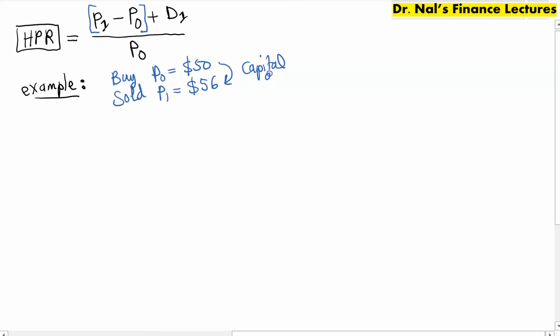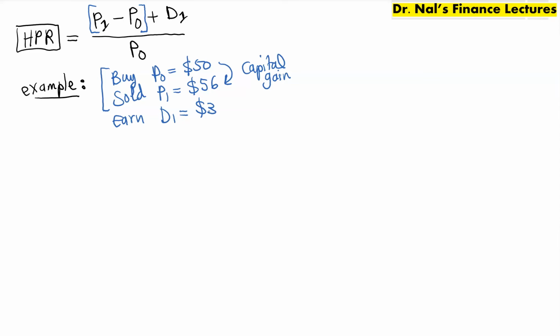But at the same time, you can also earn what we call a dividend yield by just holding that asset for a year. Whatever cash flows that asset promises to its holders during the year, you are going to be the recipient of it. Suppose that you also earn a dividend at the end of the year in the amount of, say, $3. The question is, what is your holding period return by holding this security for a year?